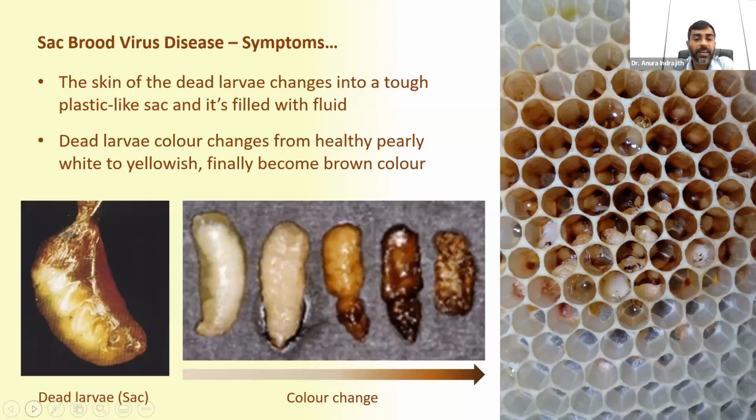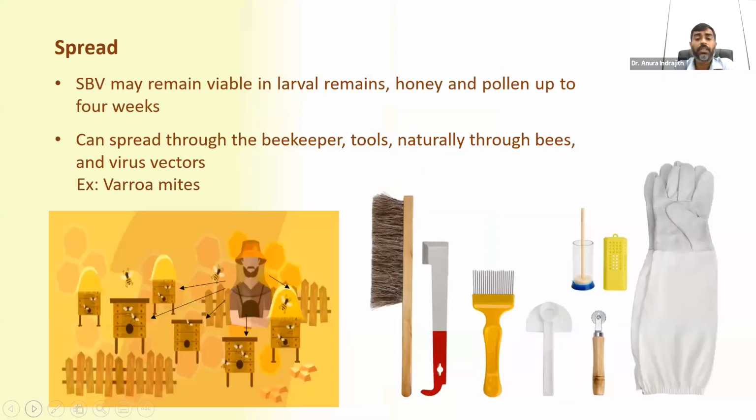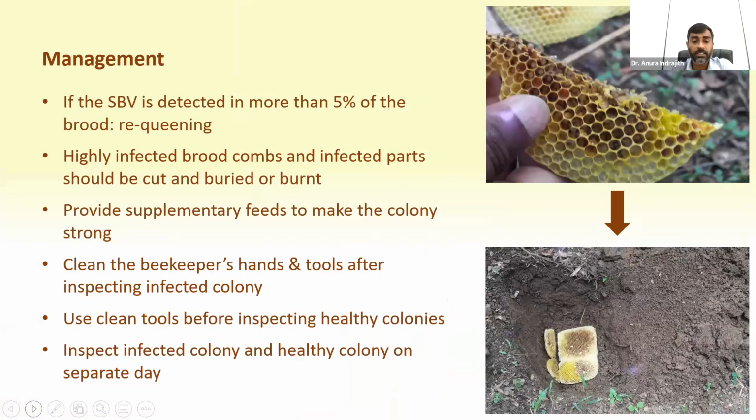Now the spread. You know how COVID-19 is spreading, right? It can spread through human beings with their utensils. Similarly here, the beekeepers may help to spread this disease. If you use the same utensil that you used to handle the infested colony on another one, then the virus can easily transfer to the other colony, right? Therefore you have to clean the devices before you handle different colonies. And also, if the colony is infested more than 5%, definitely you have to introduce a new queen, right? The existing queen you have to remove, and then introduce a new queen.